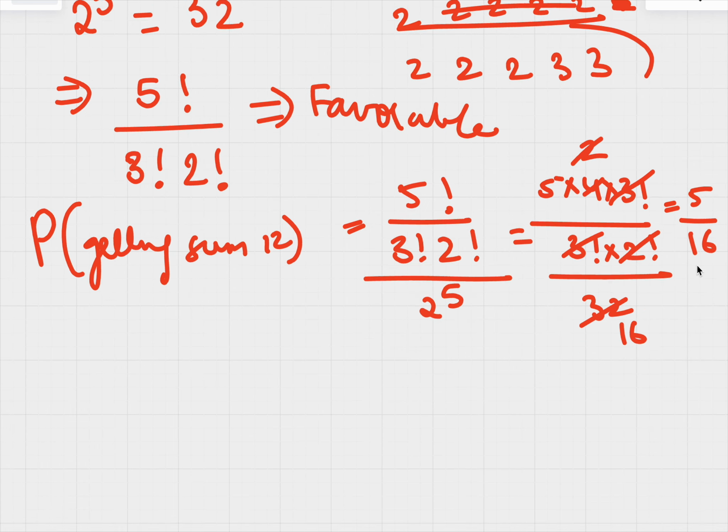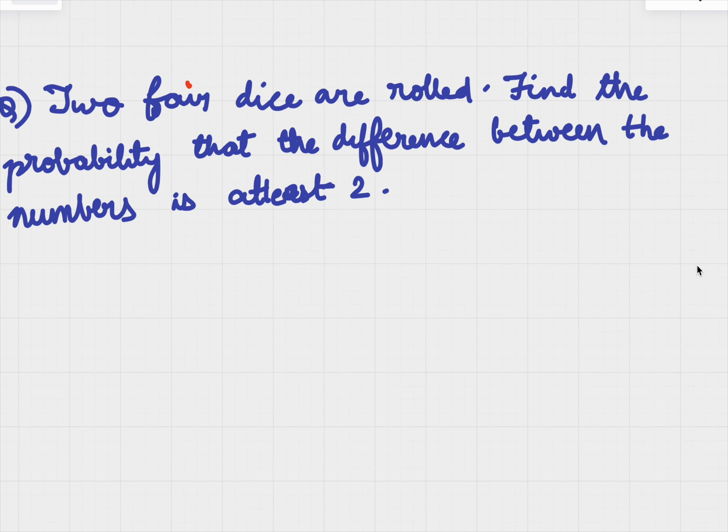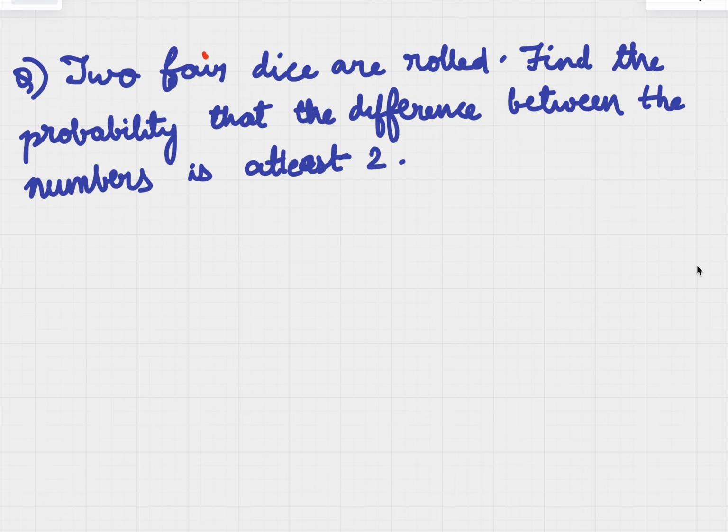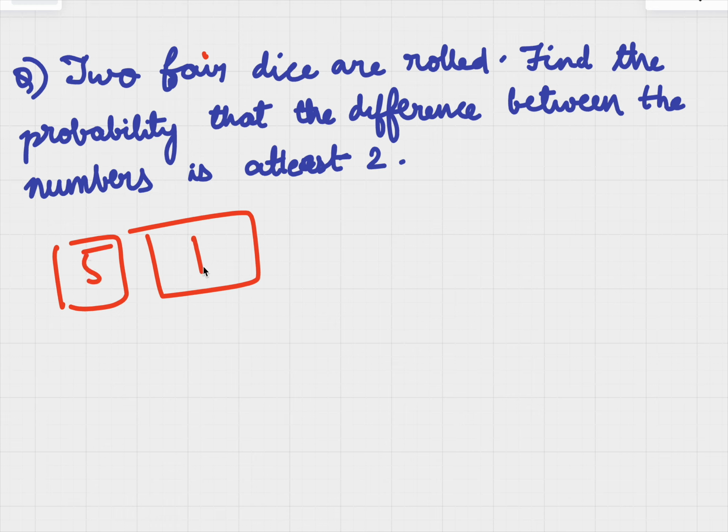Let's move on to the next question. 2 fair dice are rolled. Find the probability that the difference between the numbers is at least 2. So what they mean to say is, now this is a die, this is a die. In one die maybe I got 5, in the other die I got 4. The difference between them is 1. So this is not a favorable outcome because the difference should be at least 2.